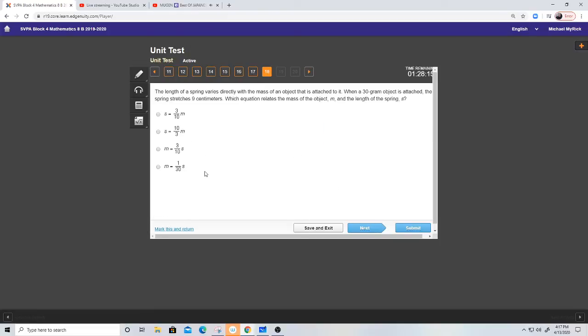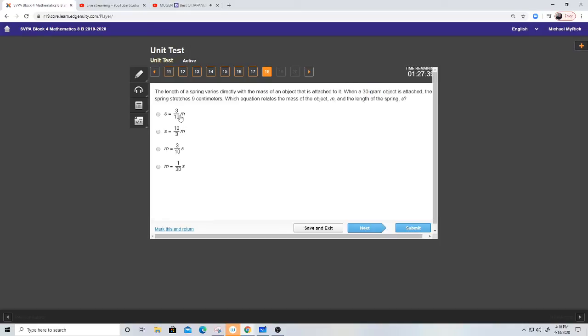The length of a spring varies directly with the mass of an object that is attached to it. When a 30-gram object is attached to it, the spring stretches 9 centimeters. So 30 grams, 9 centimeters. Gotcha. Which equation relates the mass of the object to the length of the spring? Oh, grams is our mass.